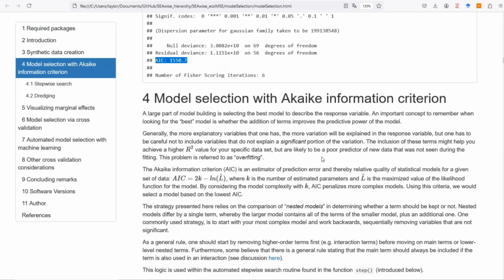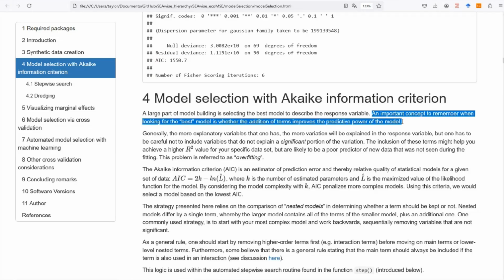Okay, so to do that by hand with so many covariates can be a challenge. And what's an important concept to remember is we want to look for the best model, and whether these additional terms in the model improve the predictive power. The more complex a model you have, you're always going to be probably improving the R squared of the fit to the response variable, but that doesn't mean it's necessarily going to be a good model to predict data that it hasn't seen before.